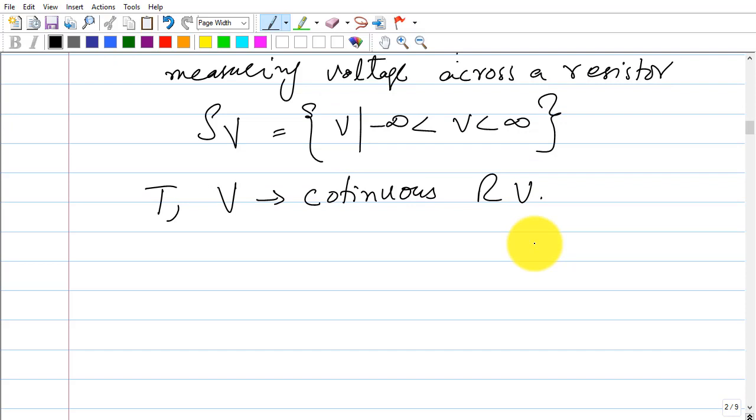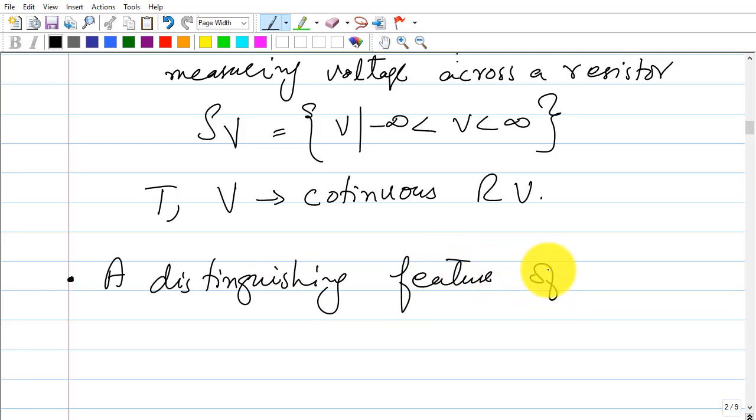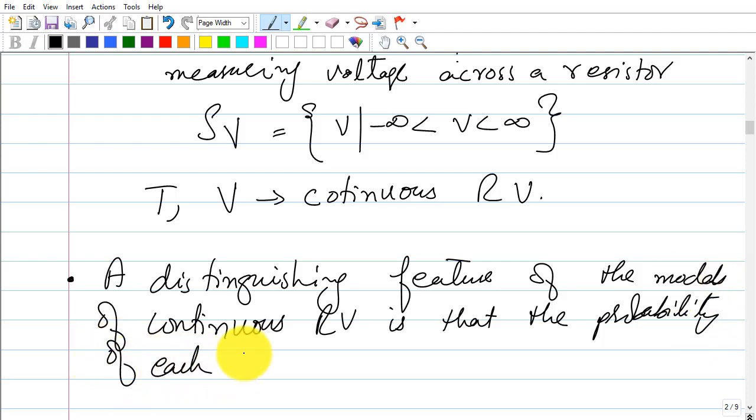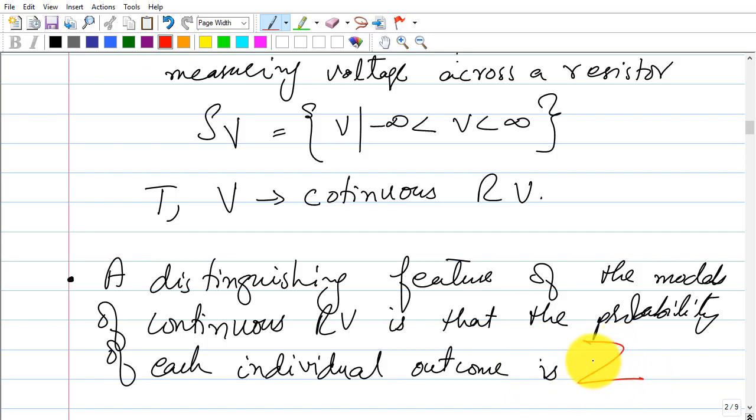So a distinguishing feature of the models of continuous random variables is that the probability of each individual outcome is 0.